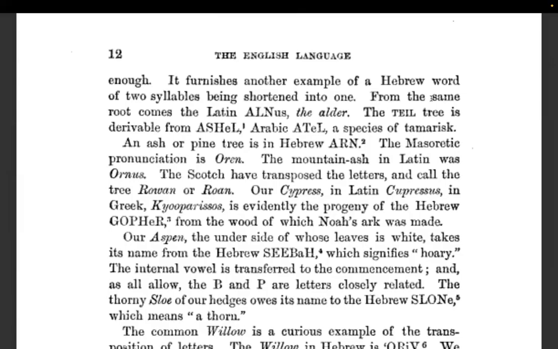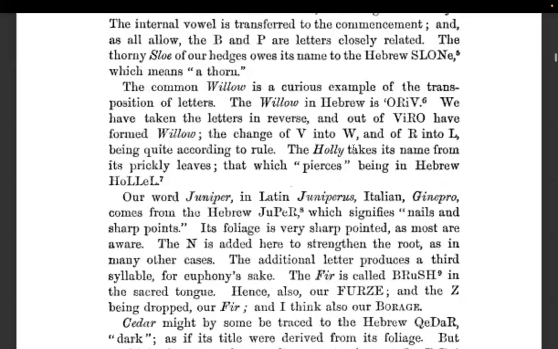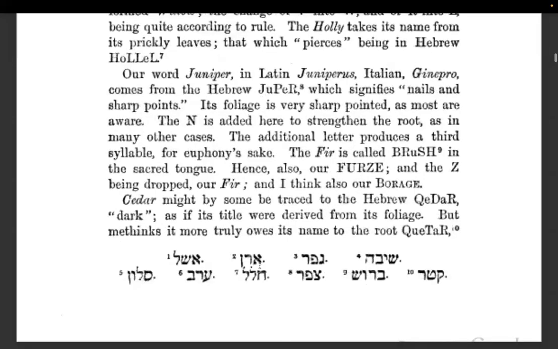It says, from the same root comes the Latin alnus, the alder. The teil tree is derivable from ashil, Arabic atil, a species of tamarisk. And you literally just drop the A there. An Asher pine tree is in Hebrew Aron, the ayin resh noon here. That's aleph, sorry, resh noon, Oren.